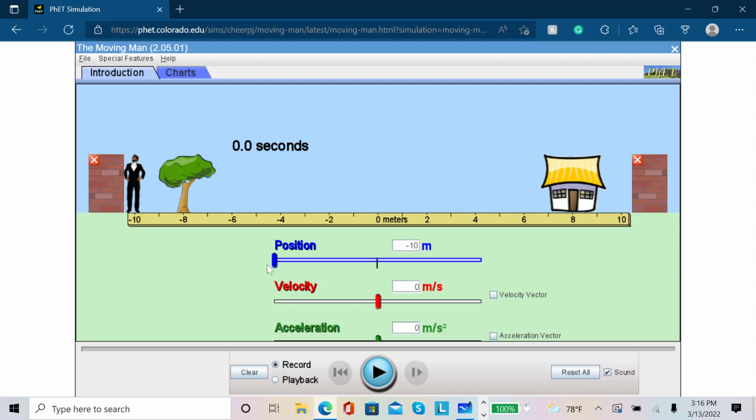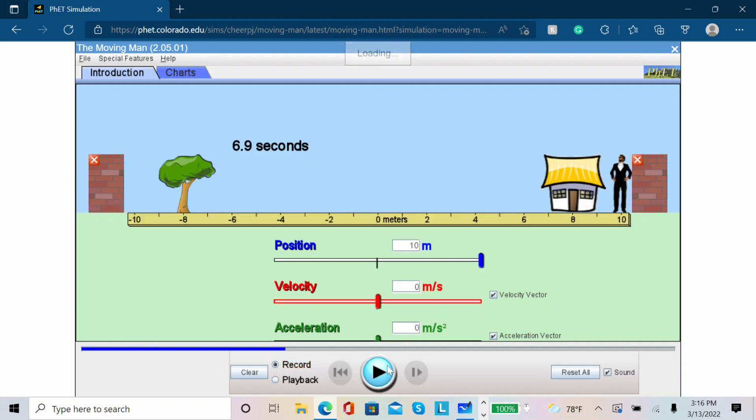So position is going to be -10. My velocity, remember, velocity has a direction, so that's why there's this velocity vector here. Same thing with acceleration, it has a direction, so we have an acceleration vector. Let's say my initial velocity is 0, but my acceleration is 1. Now, I want you guys to see what happens to the man as time progresses. So I'm going to play it, and those are the arrows that display the acceleration and velocity. The green arrow is acceleration, while the red-orangish color is your velocity vector.